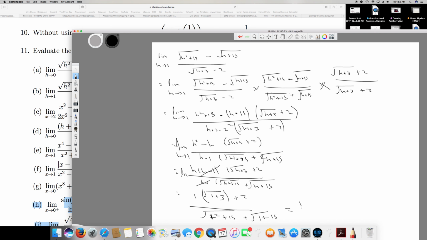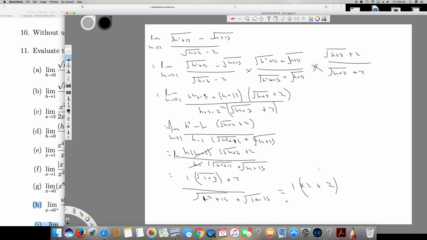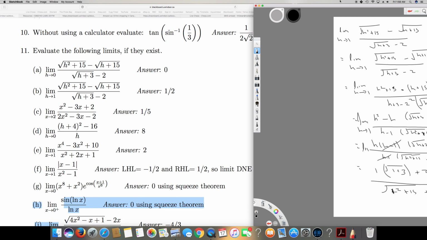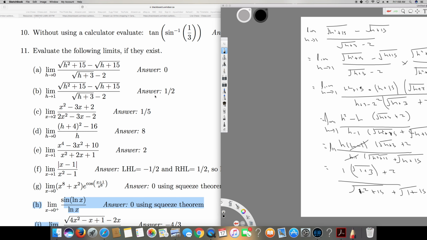which is going to be equal to 1 times 2 plus 1 times 2 plus 2 over 4 plus 4, so it's going to be 4 over 8, 2 over 4, 1 over 2. So this is the answer. Yeah, that's the answer. And let's do the next one.